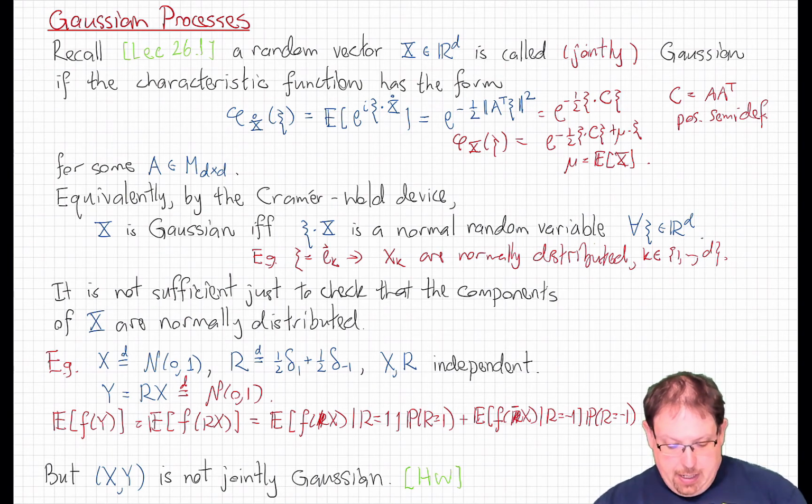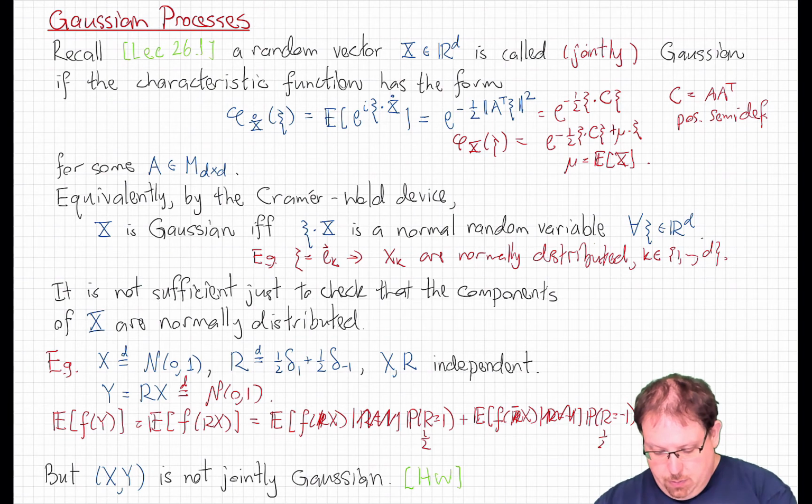But x and r are independent. And so the conditional expectation of f at x given that r equals 1 is the same as the expected value of f at x. And same here. This is just 1/2. This is just 1/2.